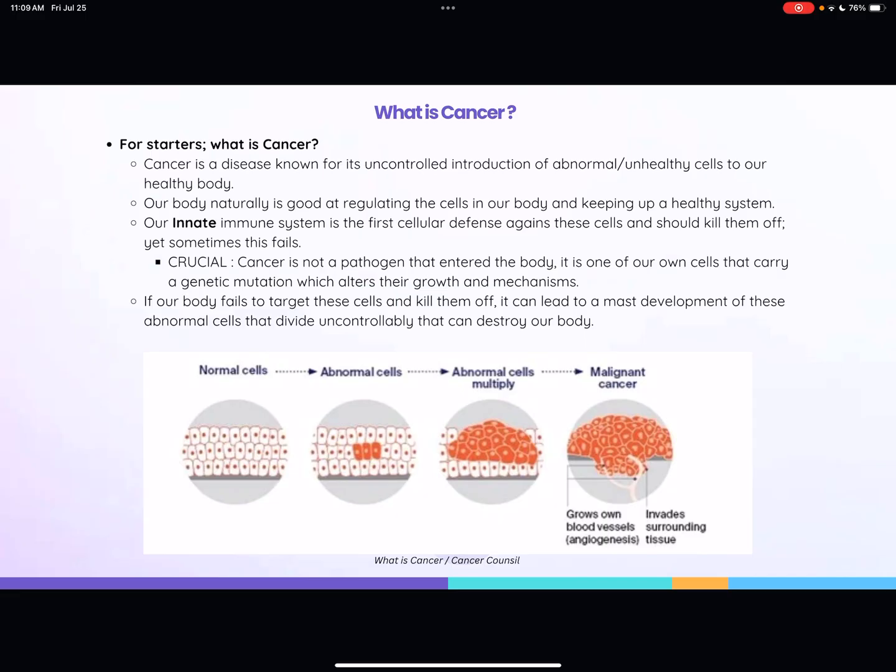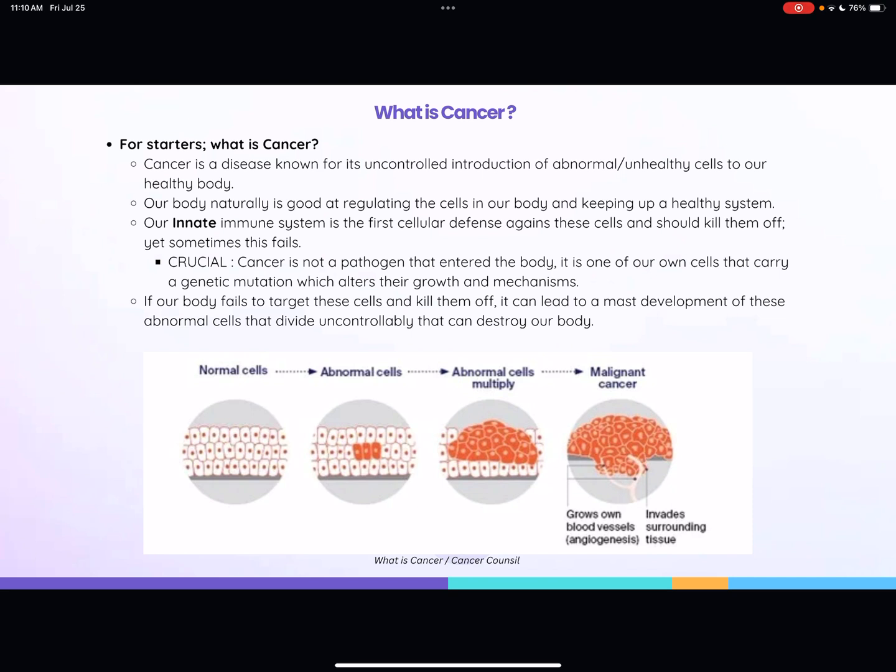It's crucial to understand that cancer is not a pathogen that enters the body, but one of our own cells that carry genetic mutations, which alter the growth, mechanisms, and functions of these cells. If our body fails to target these cells and kill them off, it can lead to mass development of these abnormal cells that divide uncontrollably and can essentially destroy the body if they're cancerous.